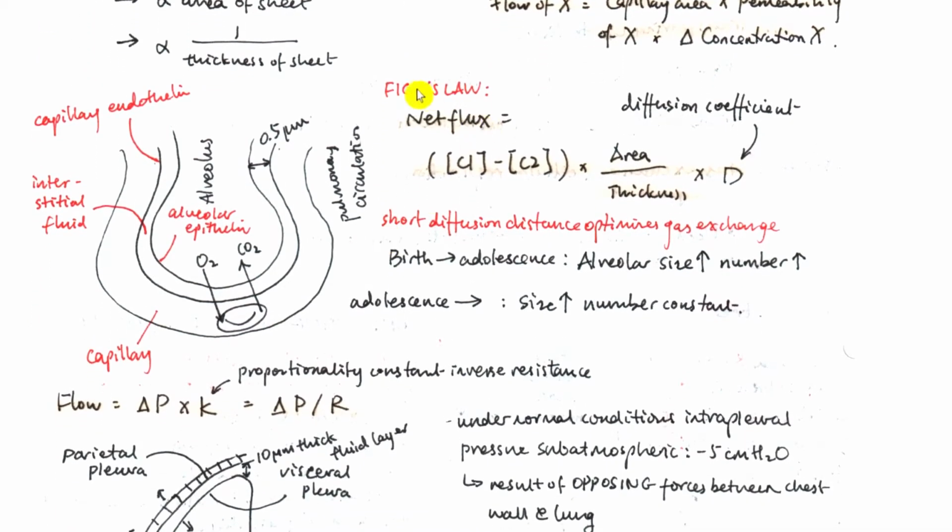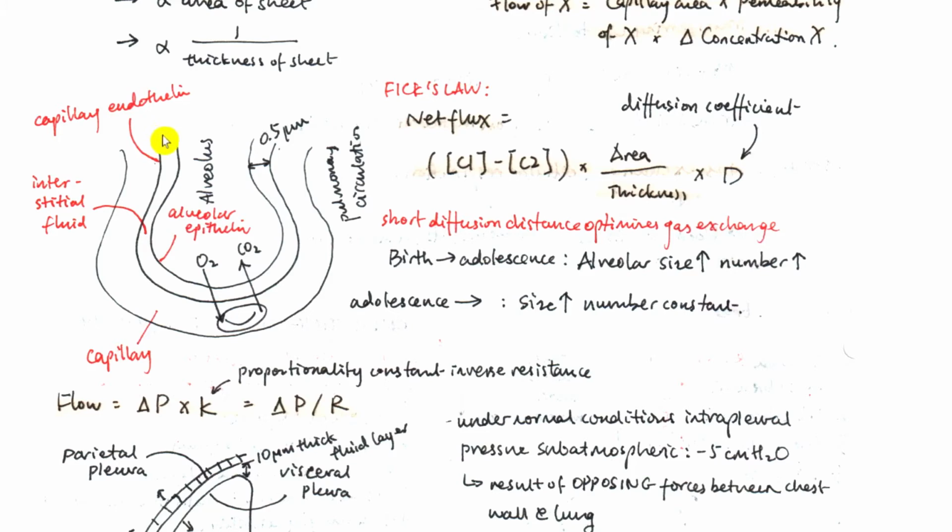But in this case, Fick's law would say that net flux equals the concentration 1, so for example, concentration in the alveolus, minus concentration 2, so where it's diffusing to, so for example, concentration of oxygen in the blood, times the area over the thickness times D, which is the diffusion coefficient. Don't really need to worry about that. So what this is saying is basically a short diffusion distance optimizes gas exchange, and larger area does as well. And we can see this here.